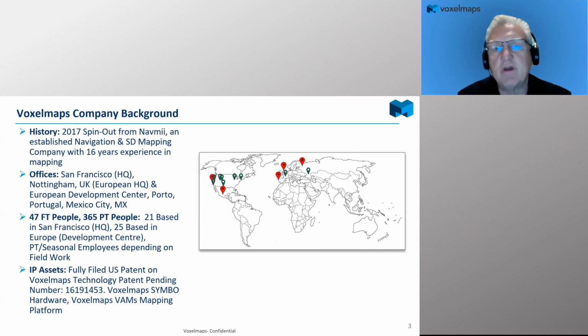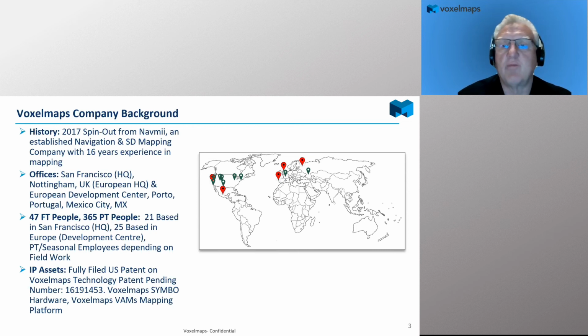So history-wise, we're a spin-out from a group called NAVME out of the UK. So it was an established navigation and high-definition mapping company with 16 years experience in doing mapping, had mapped out, I think, 180 different countries in terms of the road network. So pretty significant background in mapping. Took some of the software capabilities and spun that out in 2017, and our two founders actually were two of the founders of NAVME. Worldwide headquarters are in San Francisco.